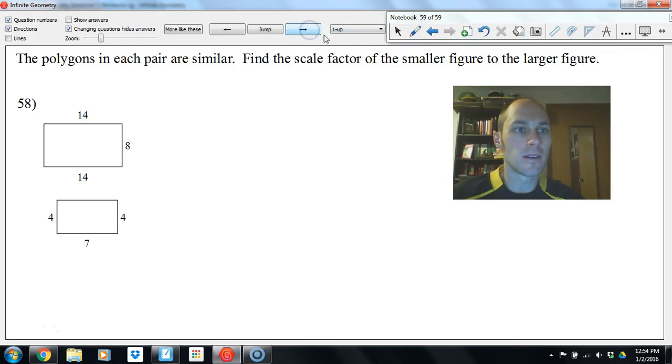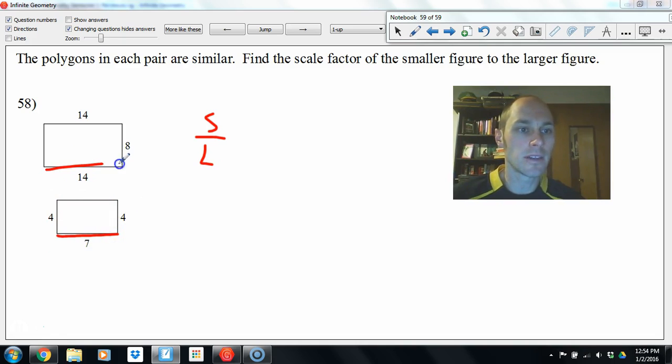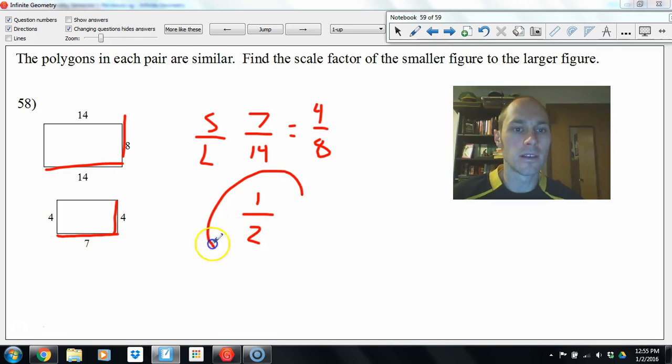All right, next one. Two polygons are similar. Find the scale factor of the smaller to the larger figure. So I need to find a ratio of smaller to larger. So I match up corresponding sides. So 7 to 14 should be similar if I chose 4 to 8. And if I simplify either of those fractions, I get 1/2. So scale factor will be 1 to 2.